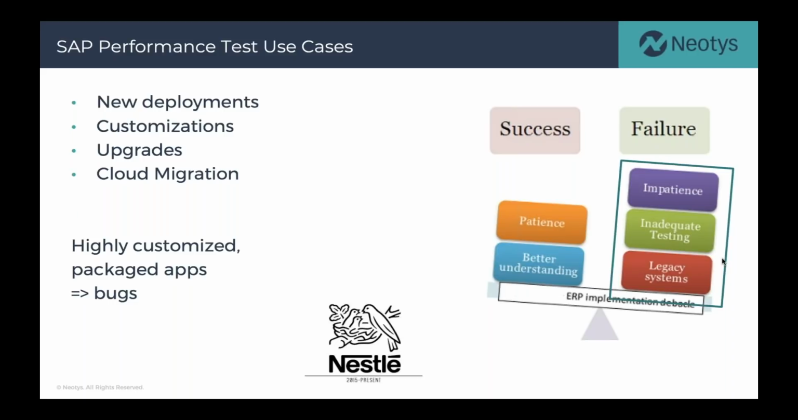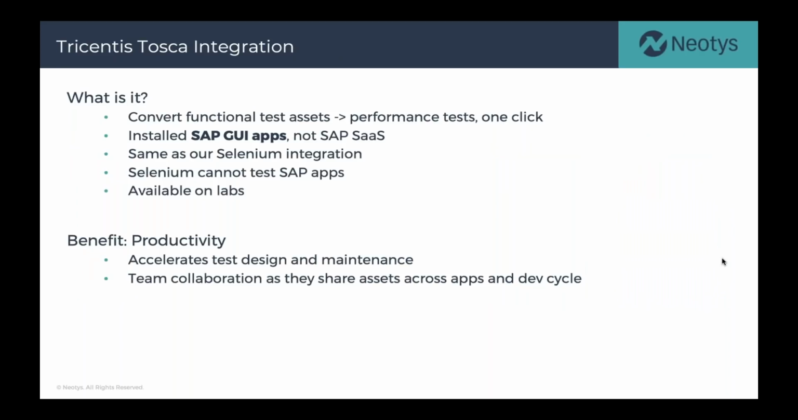So what we're doing with our Tricentis integration is making it easy to take these functional test assets from Tricentis Tosca for SAP applications, and this is specifically focused on the GUI applications, and convert those test assets into performance tests with one click. So this is a major win in terms of productivity in designing test cases.